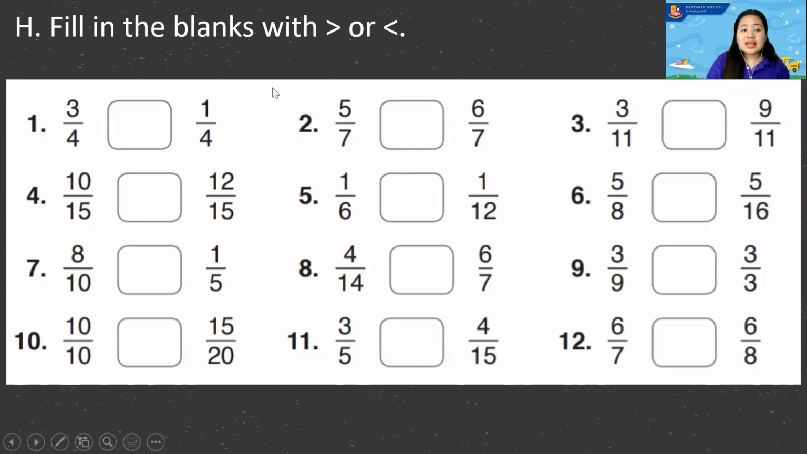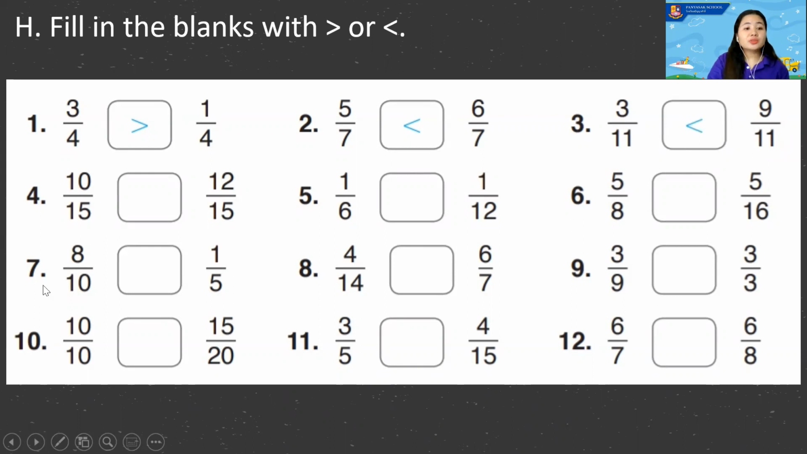So 3/4 and 1/4. Which one is bigger? Okay, so that is 3. So that means there is the mouth. How about 5/7 and 6/7? So 5 or 6? Okay, that is 6. Very good. How about number 3? We have 3/11 and 9/11. So which one is bigger, 3 or 9? Okay, that is 9. Very good.